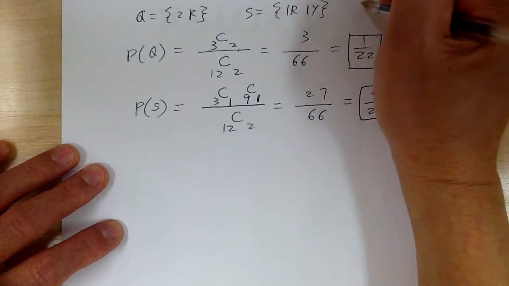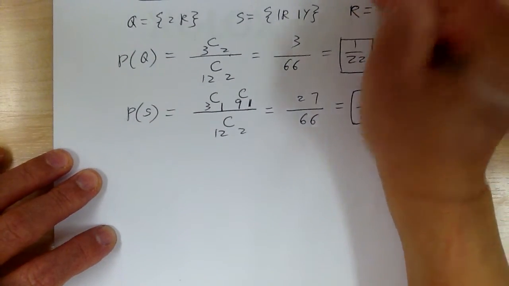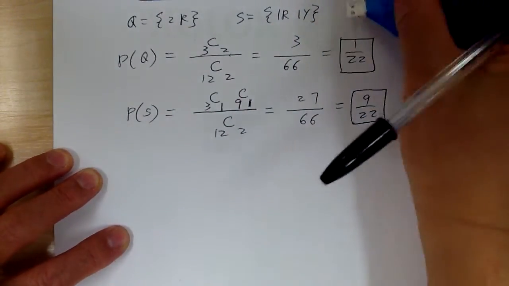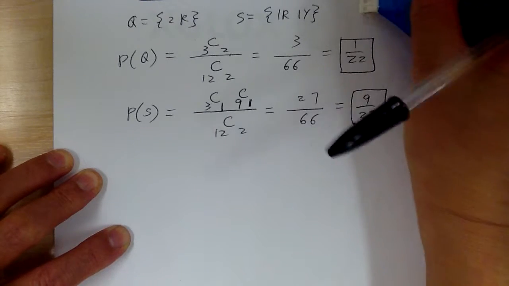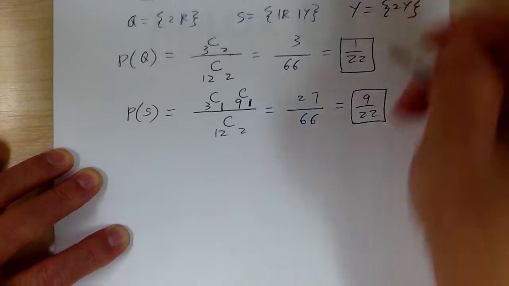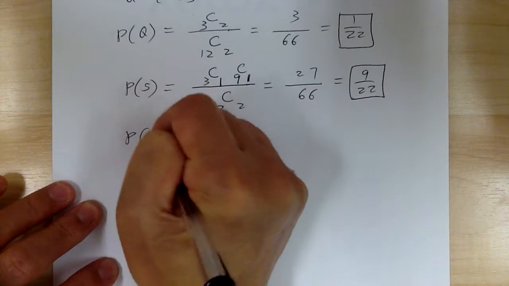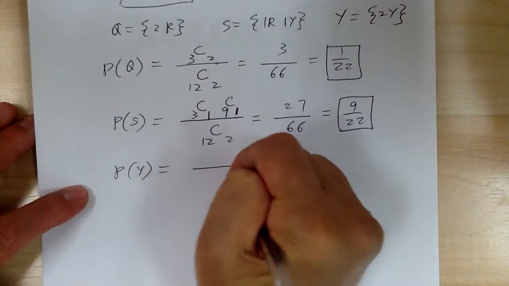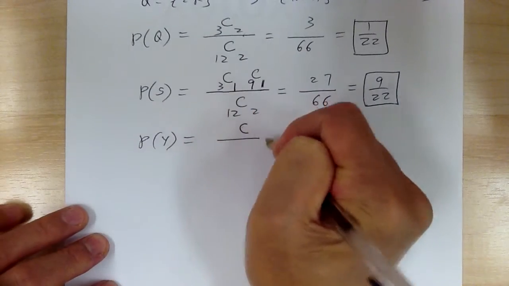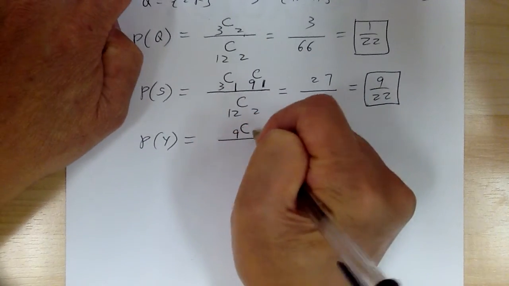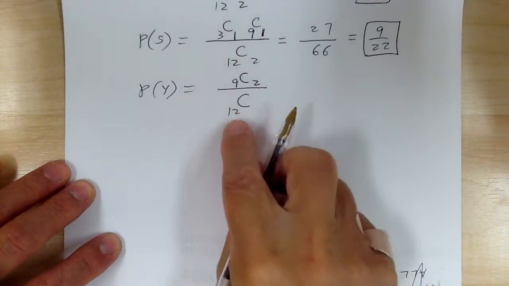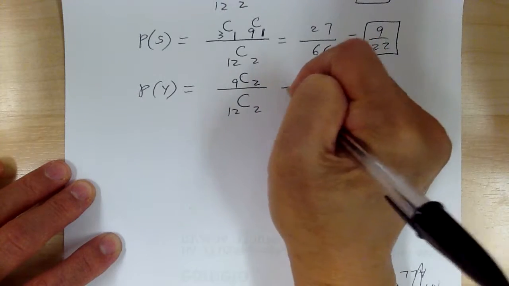So we have 2 red, 1 yellow. Let's call it Y, because we want to get 2 yellows. So P of Y would be you want to get 2 yellow. There are a total of 9 yellow. The book did not ask for it, but let's just do it anyway. So there are 9 yellow, you want to get 2, and the sample space would be 12 because there are a total of 12, and you want to get a total of 2.